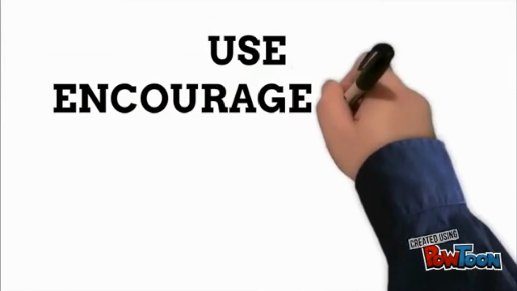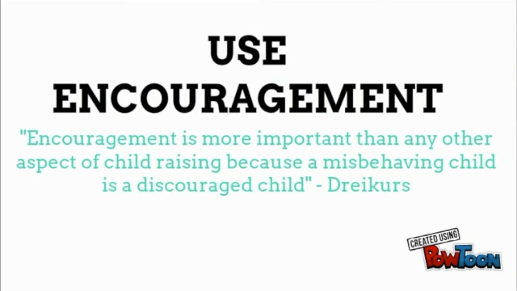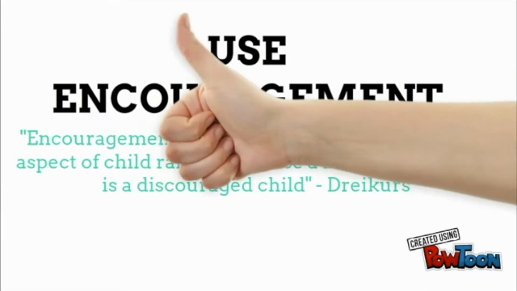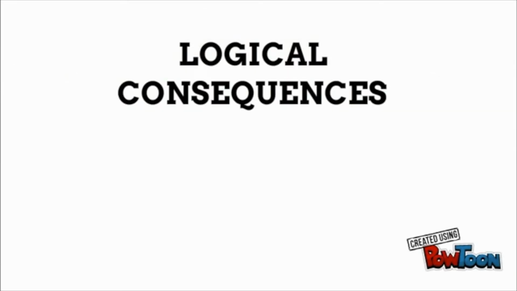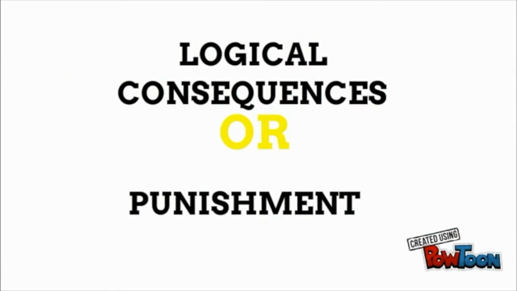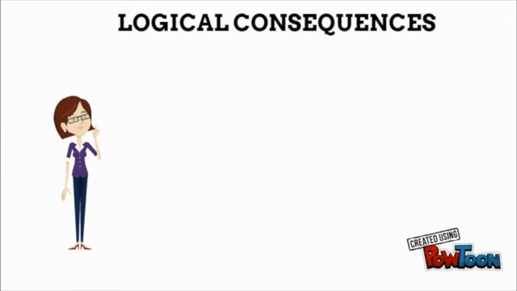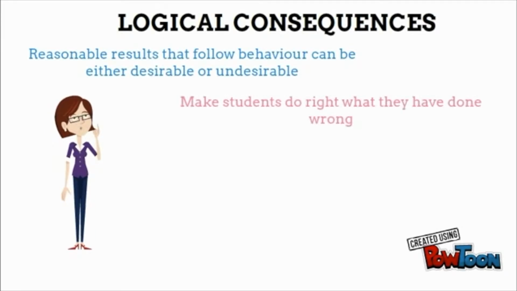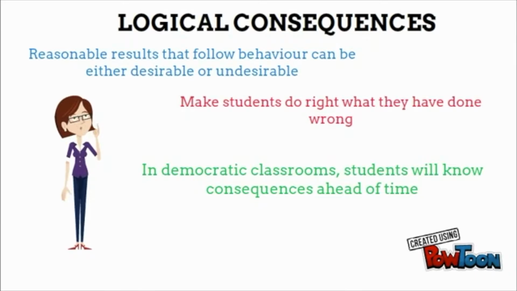Dreikurs recommends using encouragement. He says encouragement is more important than any other aspect of child raising because a misbehaving child is a discouraged child. Logical consequences versus punishment. A logical consequence is a reasonable result that follows a behavior that can be desirable or undesirable. It encourages students to do right what they have done wrong.